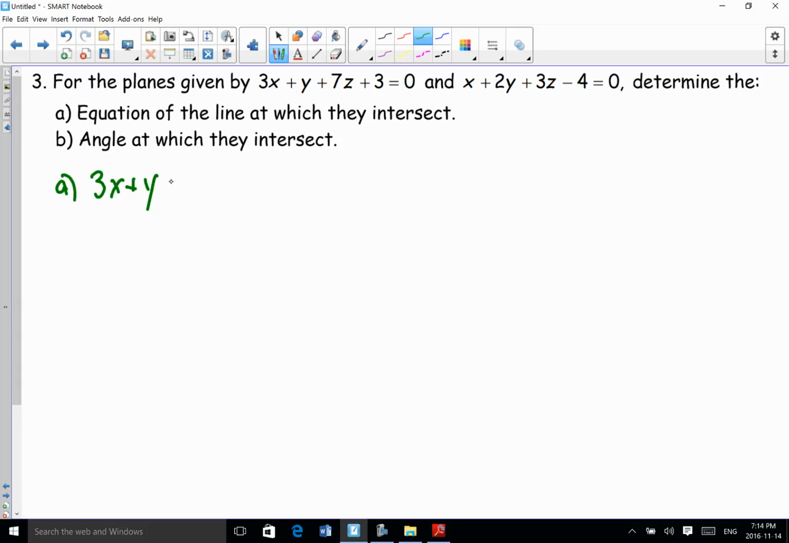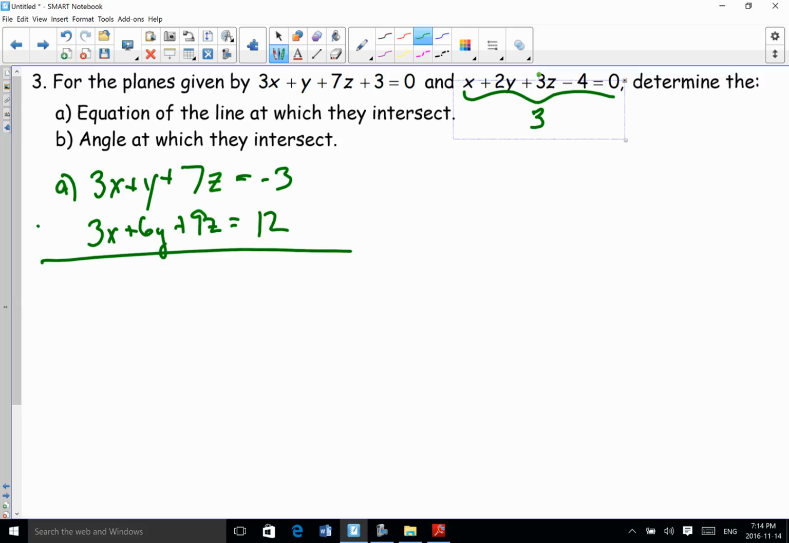We're going to do elimination, so we want to find some variable that's the same. I'm going to bring the 3 to the other side just to make it easier. If I times this whole thing by 3, I'll end up with 3 x's, 6 y's, 9 z's, and 3 times 4 is negative 12 on the left side, so bring it to the right side becomes positive 12. And I'm going to subtract. My x's will disappear. I'll get negative 5y minus 2z, and that equals negative 15.